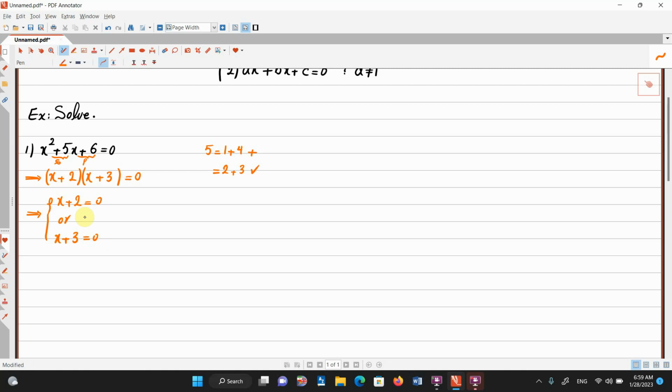And as you see, now we have two simple linear equations and we should solve them. Keep x on the left side and move this 2 to the right side. You will reach x equals -2, the first solution. And then in the second equation, keep x on the left side and move 3 to the other side. And you can get x equals -3, which is the second solution.